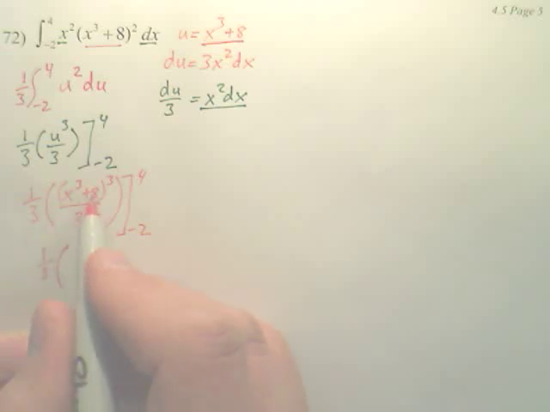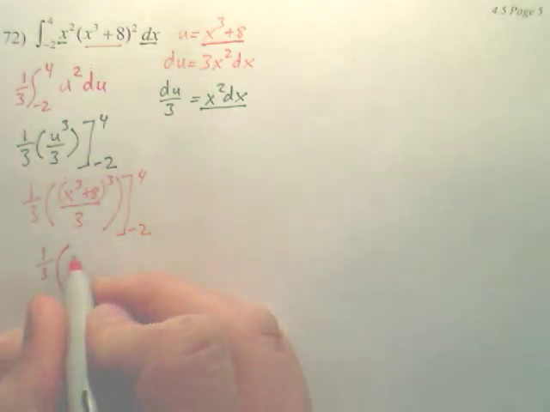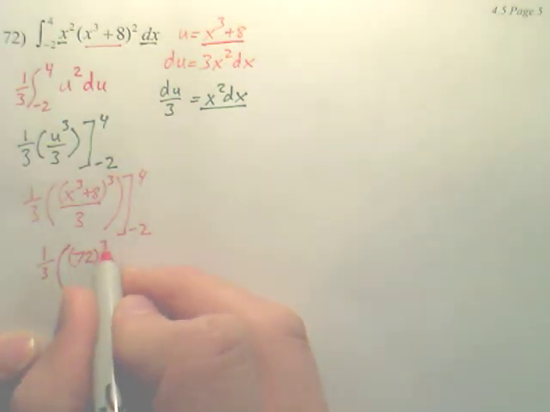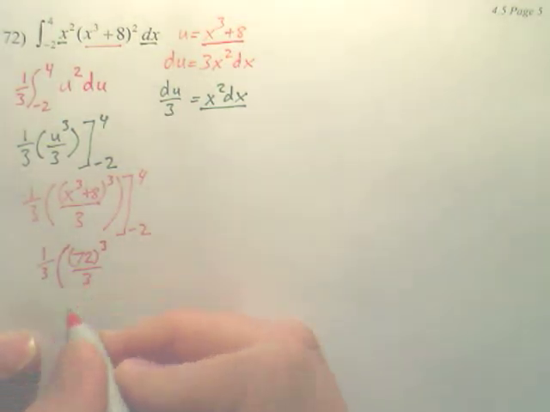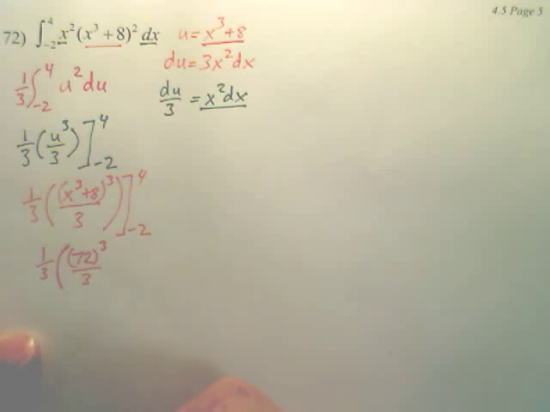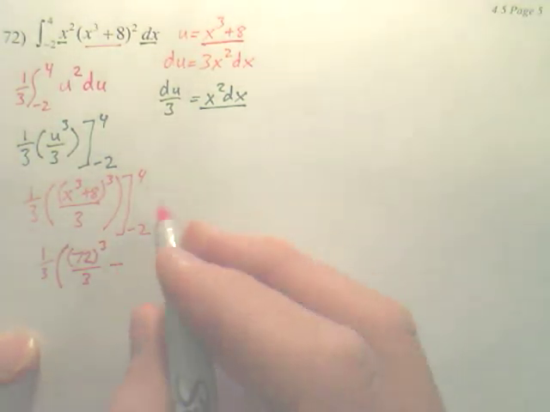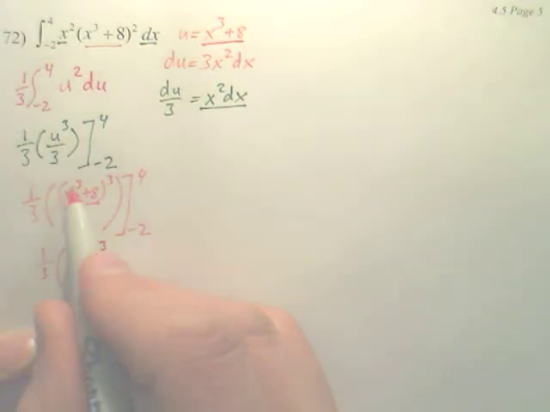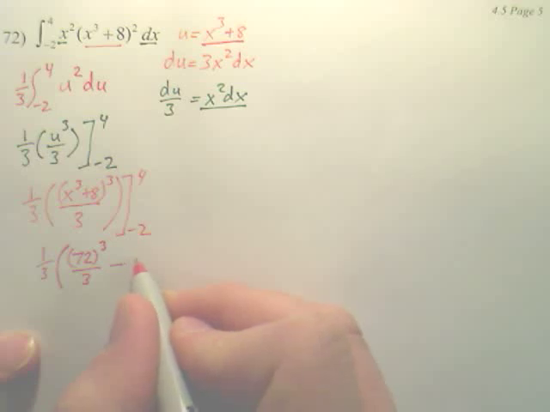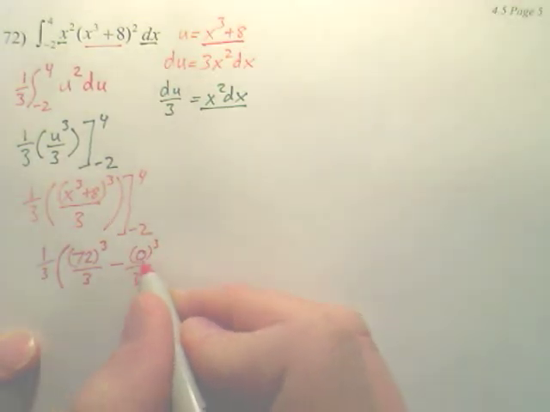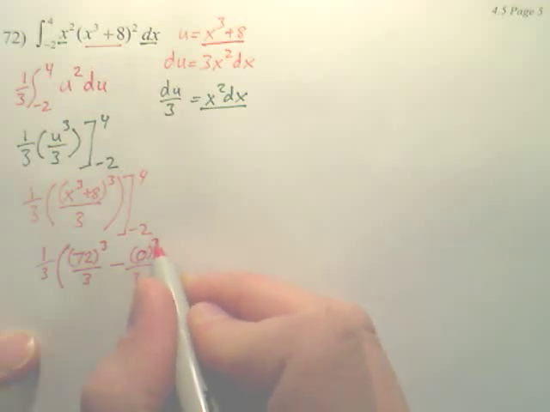64 plus 8 is 72, and oh my goodness, we got 72 cubed. Could someone do that for me? Over 3. 72 cubed over 3. And then we minus -2 cubed, which is -8. -8 plus 8 is 0. Won't this one become 0 cubed over 3? Could someone do this one for me? Thank you.